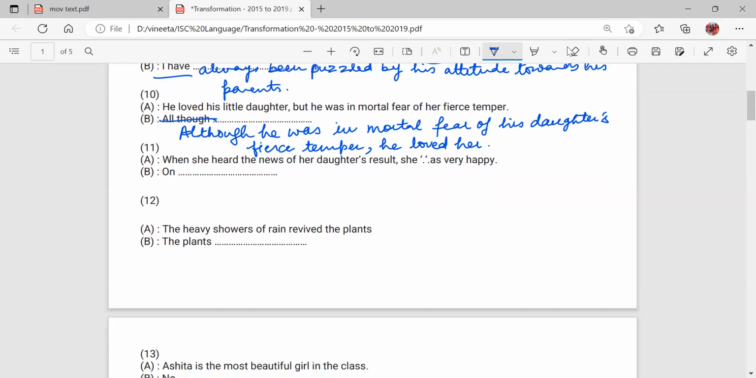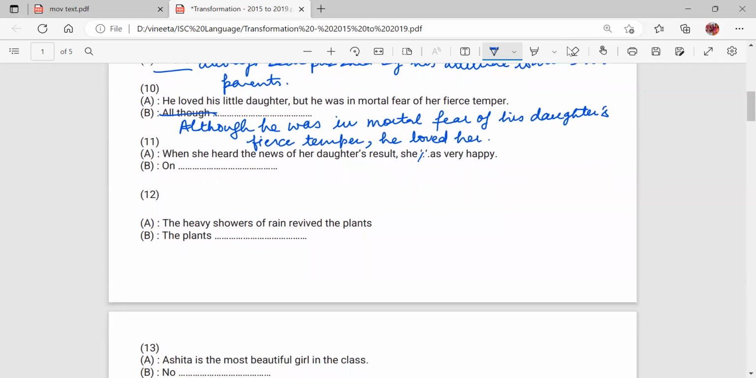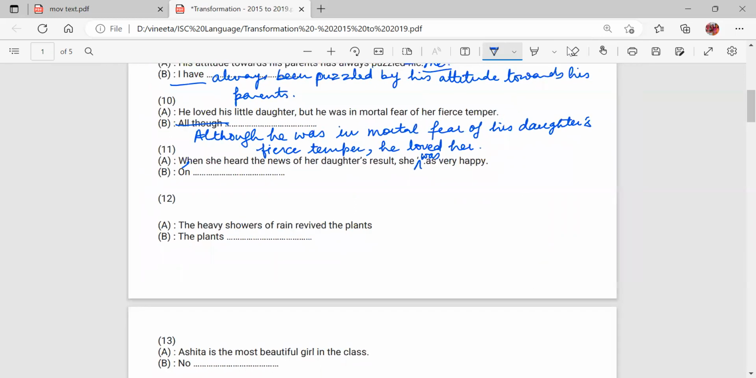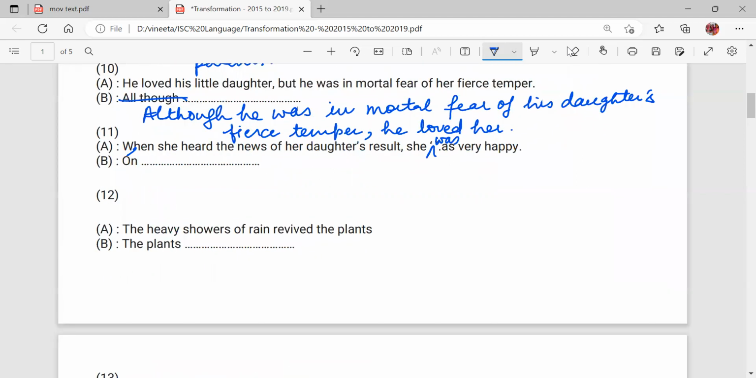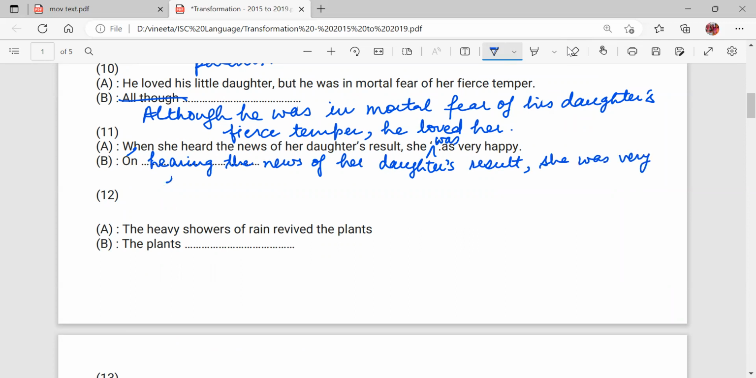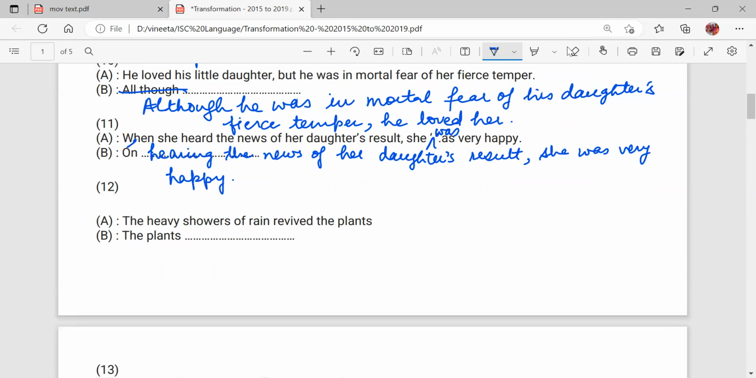When she heard the news of her daughter's result, she was very happy. Here it has to be "was". She was very happy on hearing the news of her daughter's result. On hearing the news of her daughter's result, comma, she was very happy. Right? Now look at the next.